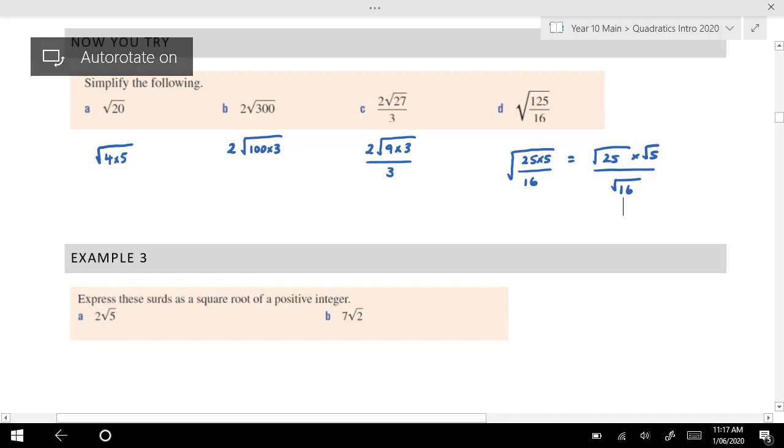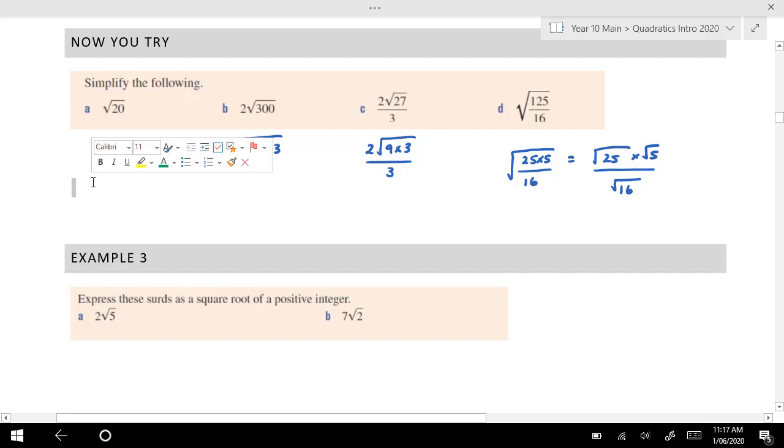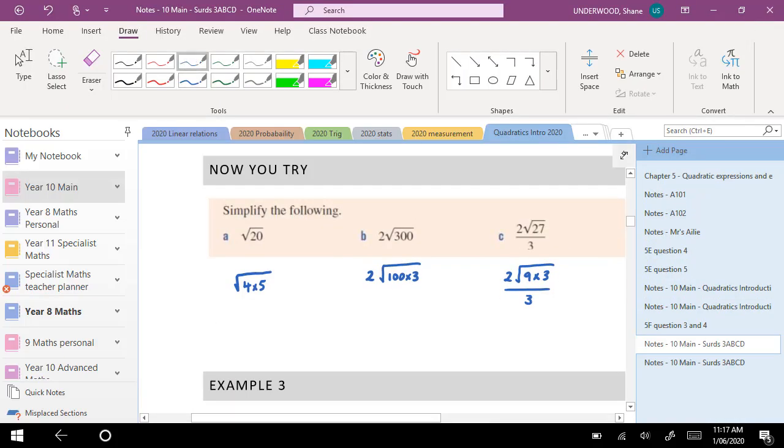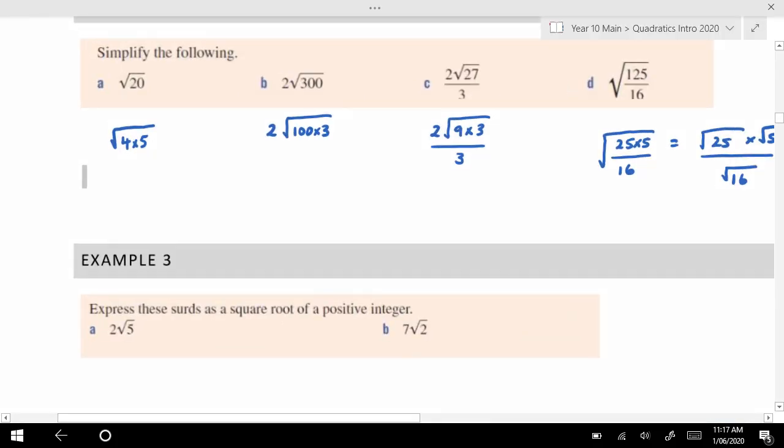So with this first one, square root of 20, we've got to find the biggest perfect square which is a factor of 20. So we're going to take 4 out. When I take 4 out, 4 times 5 is 20. So the square root of 20 is the same as square root of 4 times 5, but the square root of 4 is 2, so it's just going to be 2 root 5, and we are done.